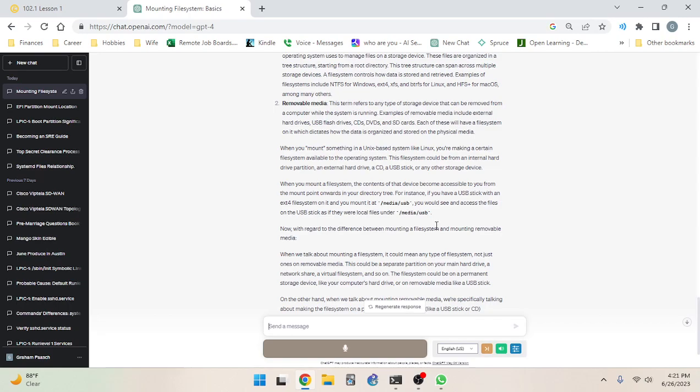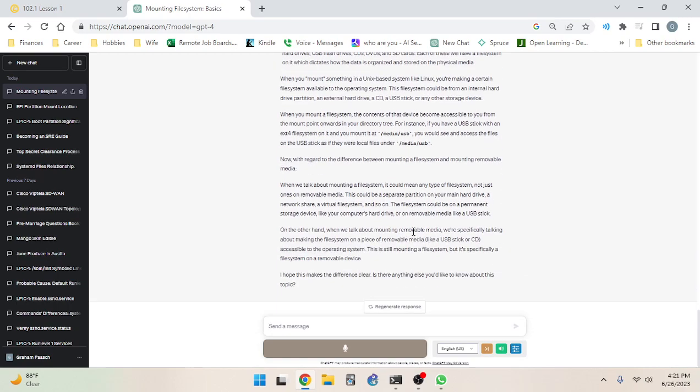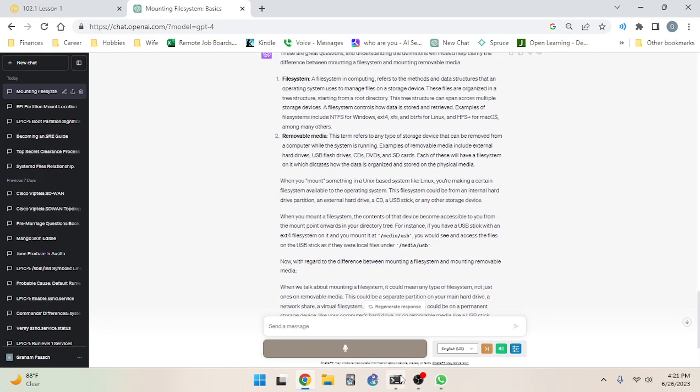A file system could be on a permanent storage device, like your computer's hard drive, or on removable media like a USB stick. On the other hand, when we talk about mounting removable media, we're specifically talking about making the file system on a piece of removable media, like a USB stick or CD, accessible to the operating system. This is still mounting a file system, but it's specifically a file system on a removable device. I hope this makes the difference clear. Is there anything else you'd like to know about this topic?